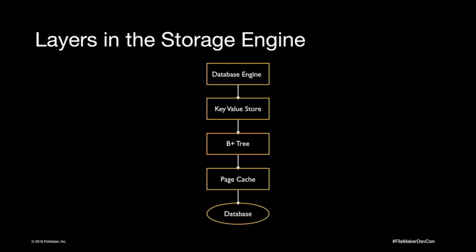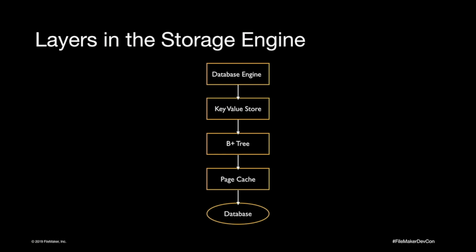So I just want to give a very broad overview of what are the different layers in the FileMaker database engine. There are basically 4 layers on top of the actual physical database. At the top layer, we have the database engine, which is the interface to the rest of the FileMaker components like FileMaker Pro or all those things.